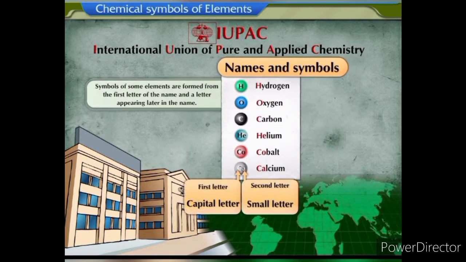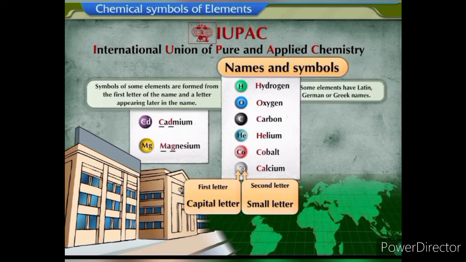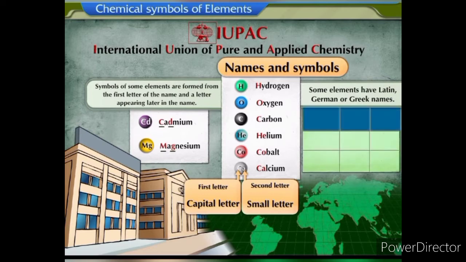Symbols of some elements are formed from the first letter of the name and a letter appearing later in the name. For example, the symbol of cadmium is Cd. Magnesium is Mg. Some elements have Latin, German, or Greek names. Their symbols are derived accordingly. For example, the Latin name for sodium is natrium and its symbol is Na. Iron is ferrum. Its symbol is Fe.